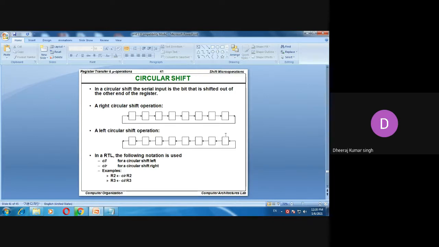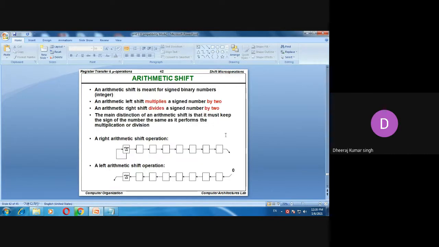In RTL, the following notation is used. CIL means circular shift left, and CIR means circular shift right. Examples are R2 ← CIR R2 and R3 ← CIL R3, circular shift right as well as circular shift left.